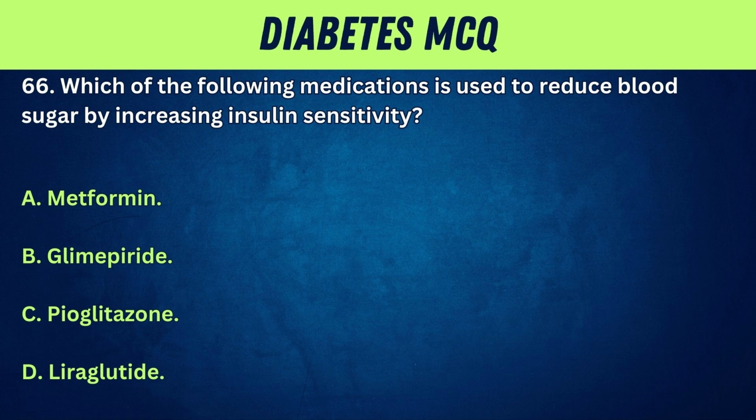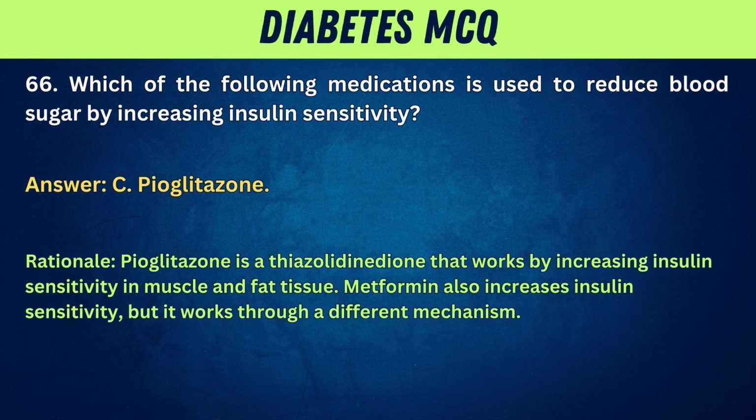66. Which of the following medications is used to reduce blood sugar by increasing insulin sensitivity? A. Metformin. B. Glimepiride. C. Pioglitazone. D. Liraglutide. Answer: C. Pioglitazone. Rationale: pioglitazone is a thiazolidinedione that works by increasing insulin sensitivity in muscle and fat tissue. Metformin also increases insulin sensitivity, but it works through a different mechanism.